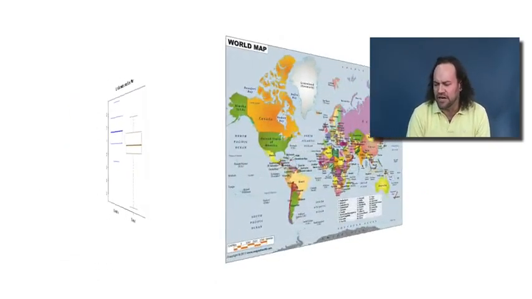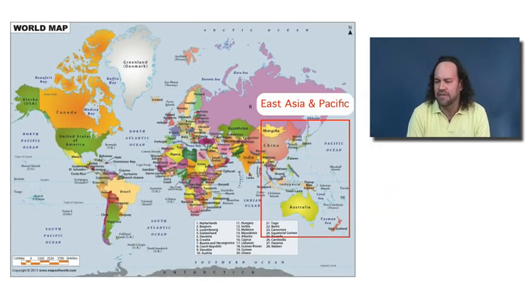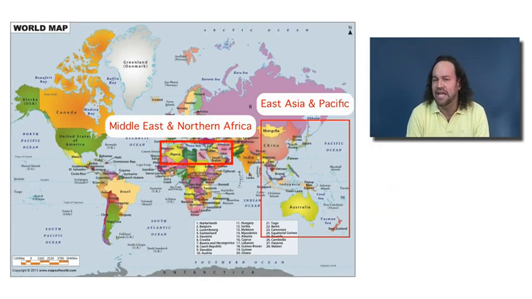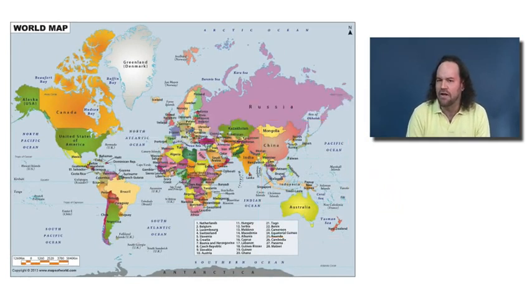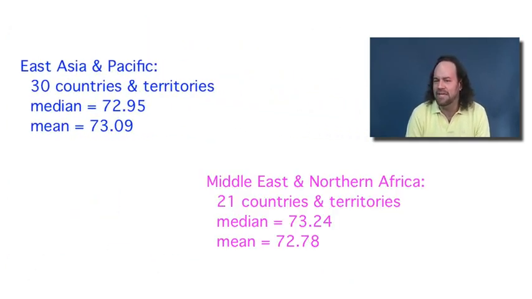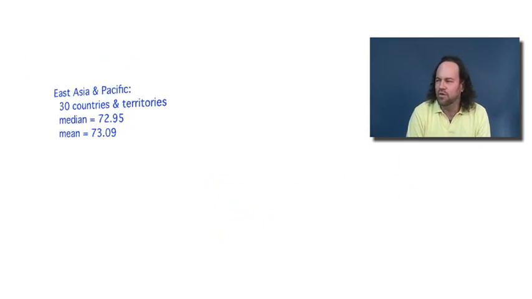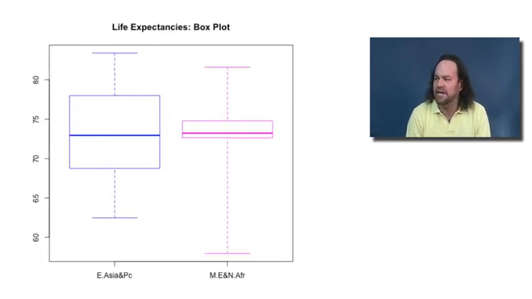Let's also consider comparing East Asia and the Pacific to the Middle East and North Africa. Now, this is a case where the medians and means for both regions are all very close to 73. So if we just look at the center or location of the data, we'd say these two regions are pretty comparable. But if we look at a box plot and see them side by side, we notice something interesting.